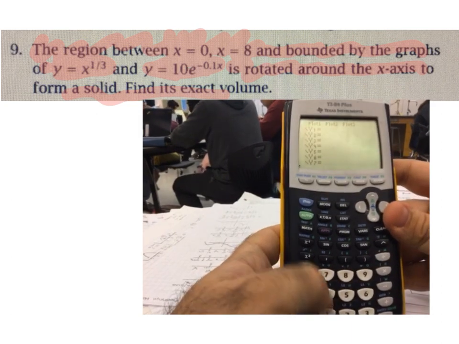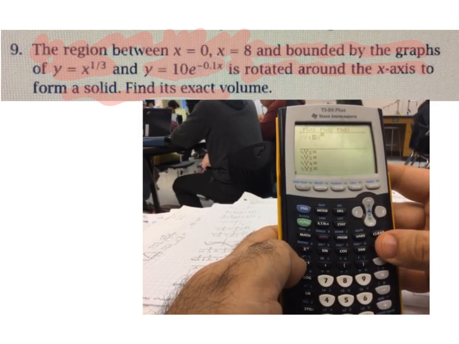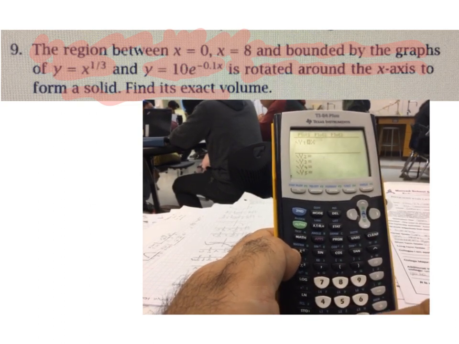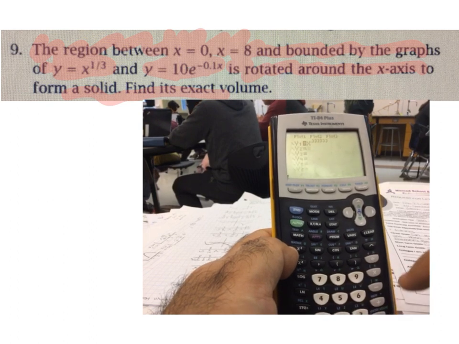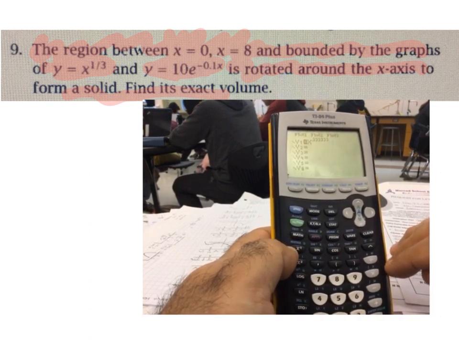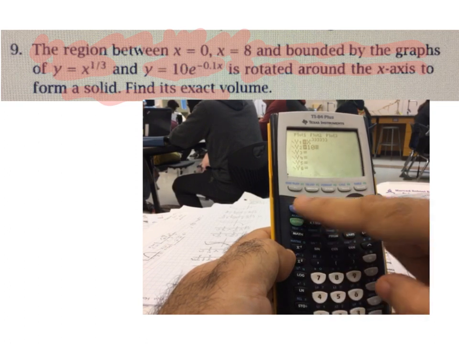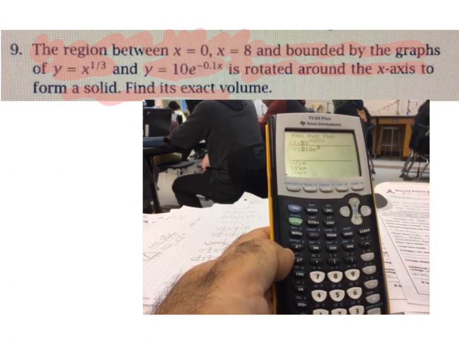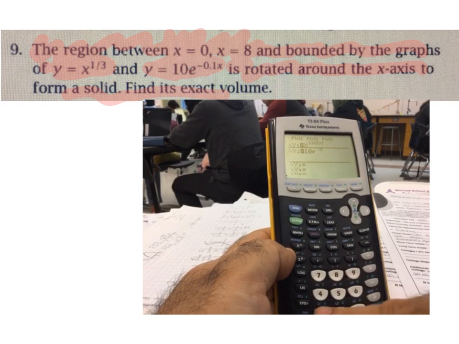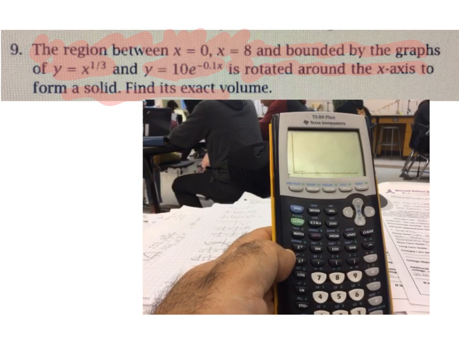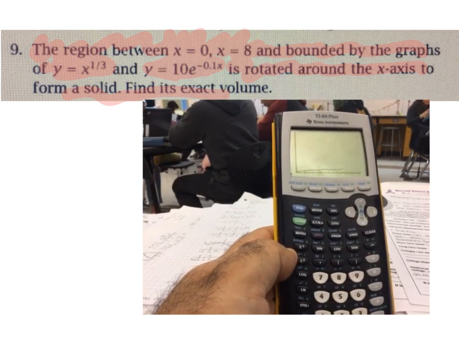The first function is x raised to the 1/3. How do you do 1/3? 0.33333, that's good enough. The other one is going to be 10 times e to the exponent, negative 0.1 times x. Okay, so let's graph these two. That's the first one, and that's the second one.